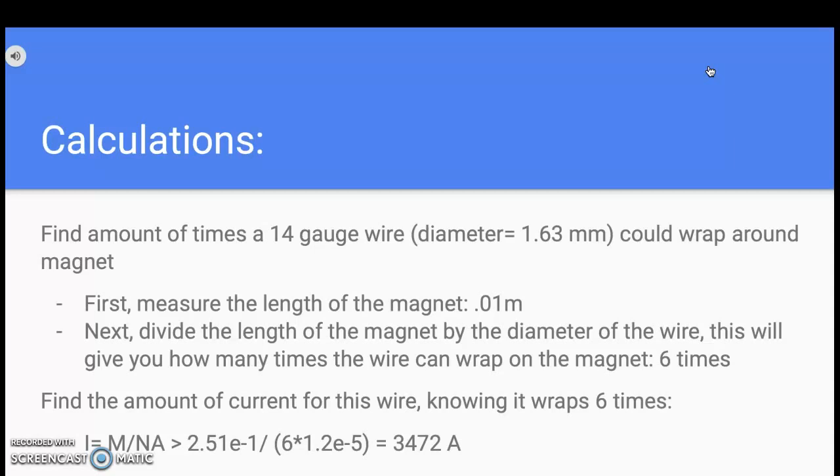So now we're going to find the current if we're going to use a 14 gauge wire going around the loop. So first we need to figure out how many times this wire would wrap around this magnet. The diameter of this wire is 1.63 millimeters. So first you need to measure the length of the magnet, and you're going to divide the length of the magnet by the diameter.